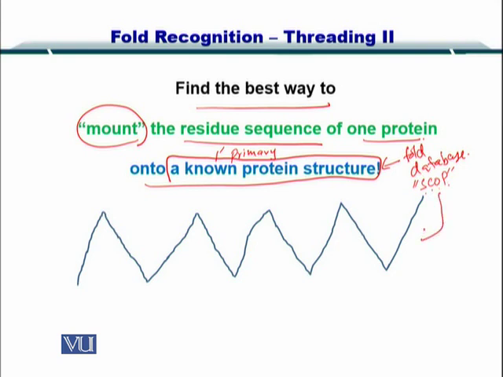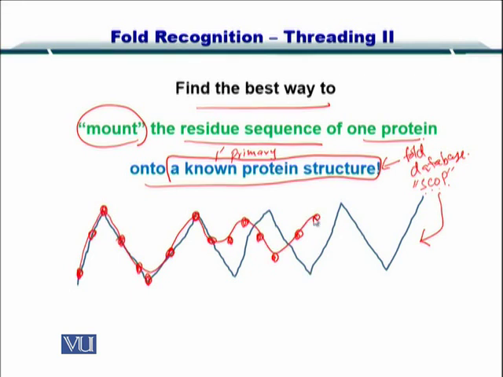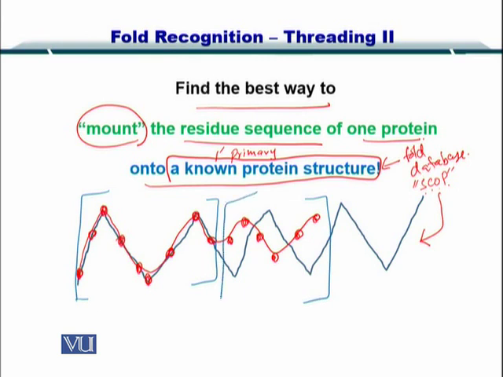So let's say if you find this structure in the SCOP database, then what you do is you put your sequence along the backbone of this structure, and you see how it matches with the fold from the database. As you can see, in this case, this portion matches really nicely with the fold, but this portion does not match with the fold.